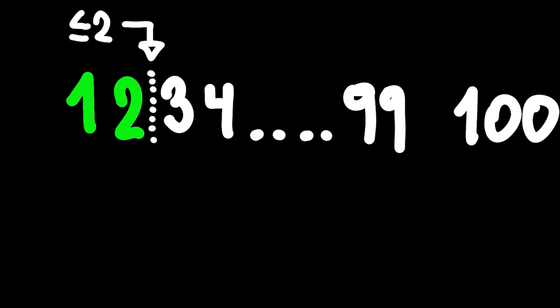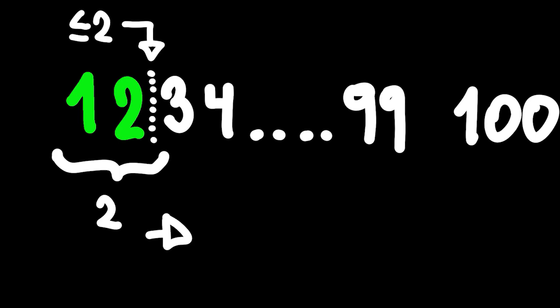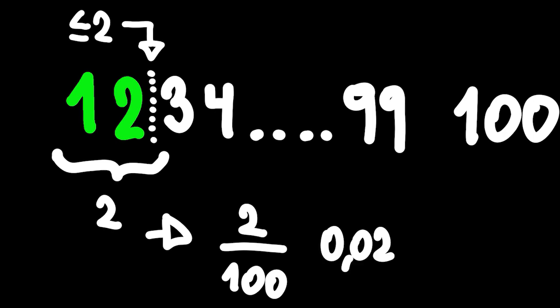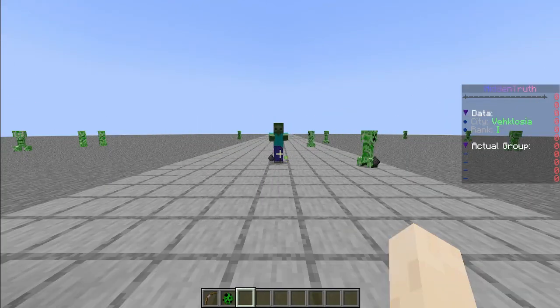To get that 2%, you will need to use the RNG between 1 and 100, and the placeholder to only work when the printed number is less than or equal to 2. That means the only possibilities are 1 and 2. That means 2 possibilities over 100 possibilities. 2 possibilities over 100 means 2%.